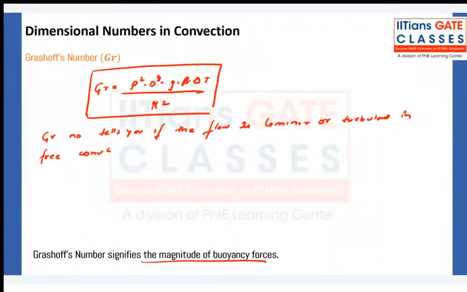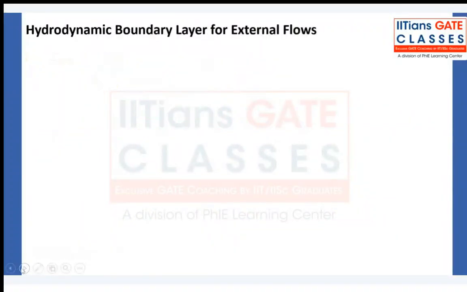Now we have come to one of the main topics of external flows. I wanted to draw this diagram. I have animated it just for your convenience so that you will understand it properly. So we are talking about external flows, and hydrodynamic boundary layer means the boundary layer that is formed because of velocity gradient.